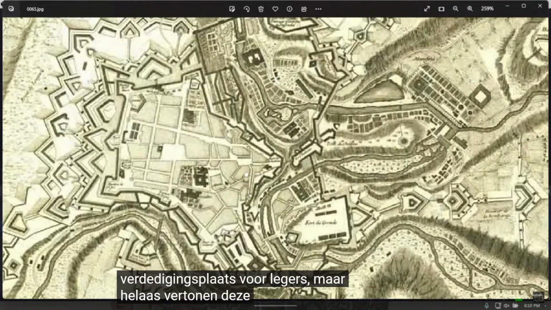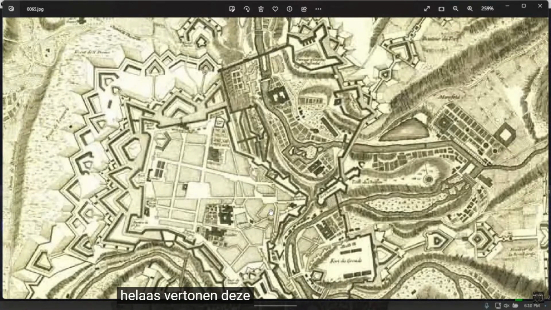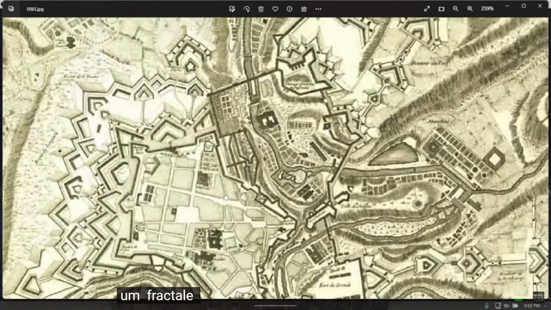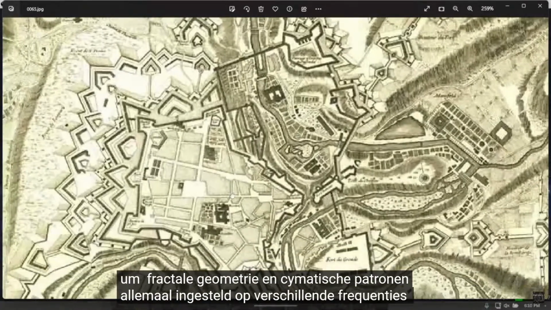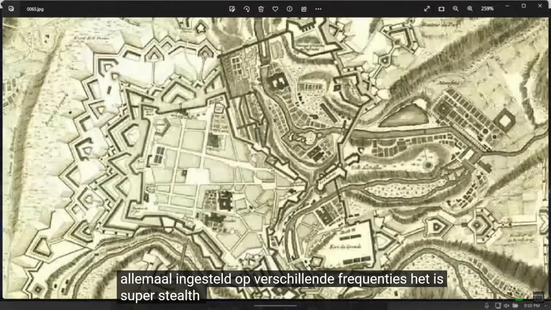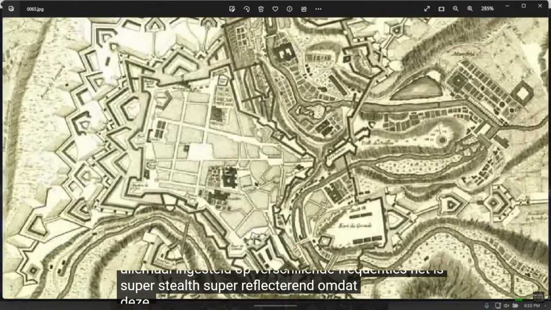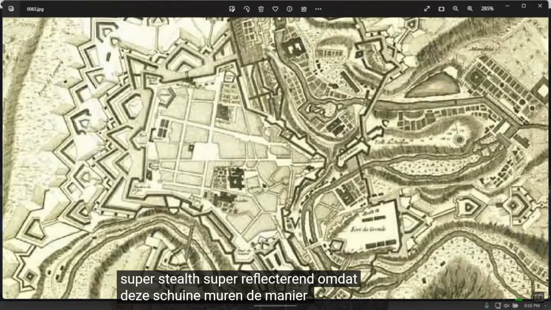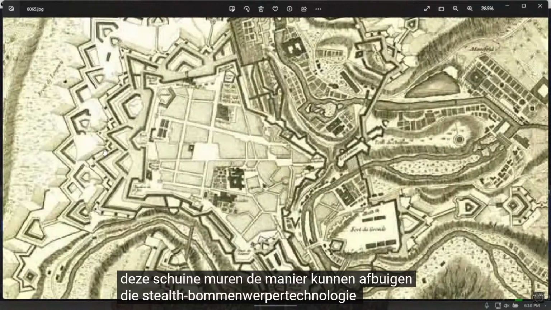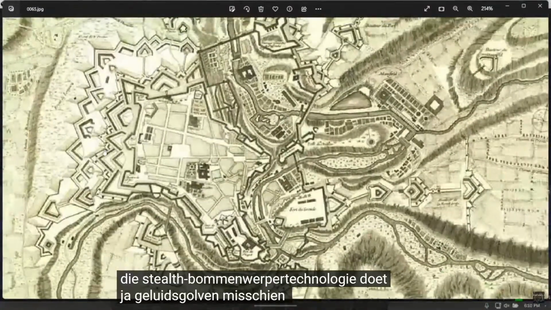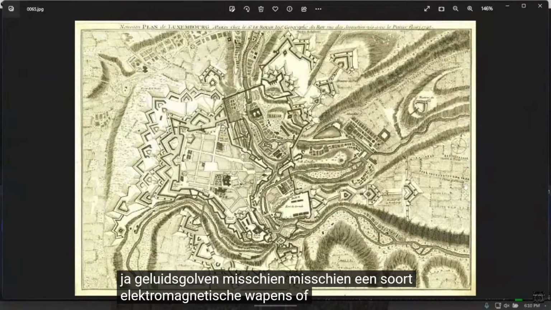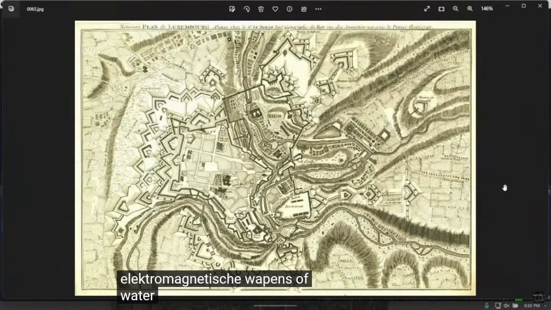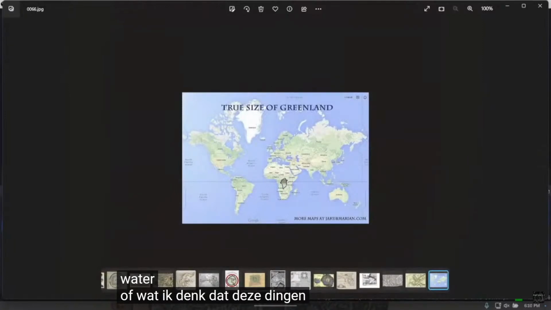But unfortunately, these exhibit fractal geometry and cymatic patterns, all set at different frequencies. It is super stealth, super reflective, because these sloping walls could deflect the way that stealth bomber technology does. Yeah, sound waves, maybe some sort of electromagnetic weaponry, or water. I think these things could be underwater.